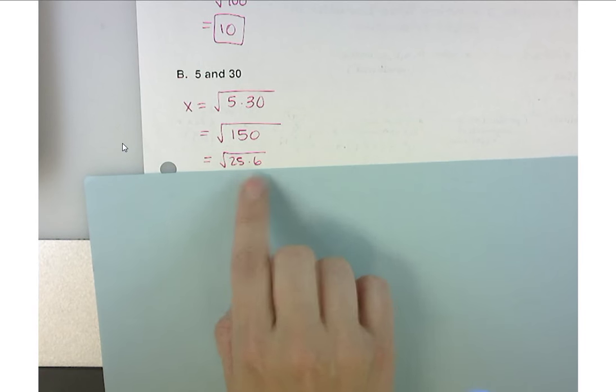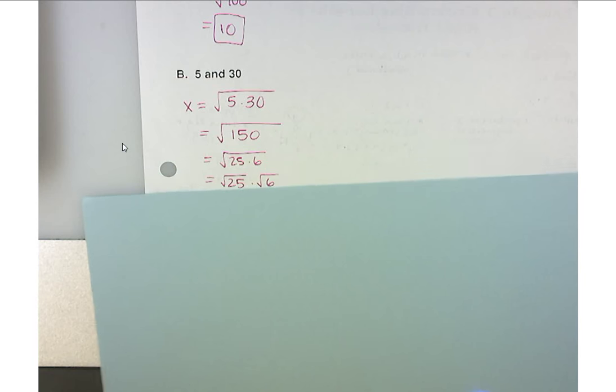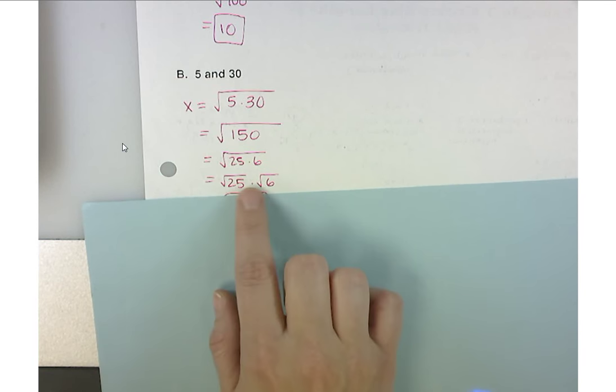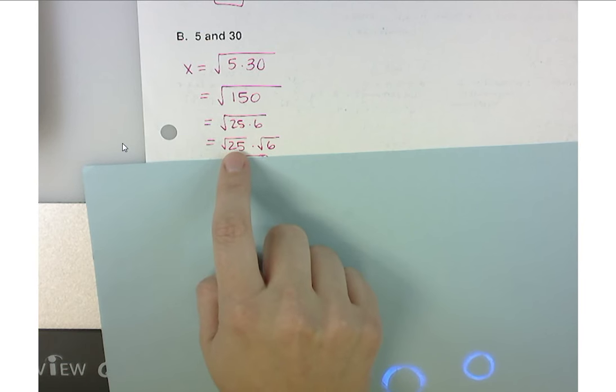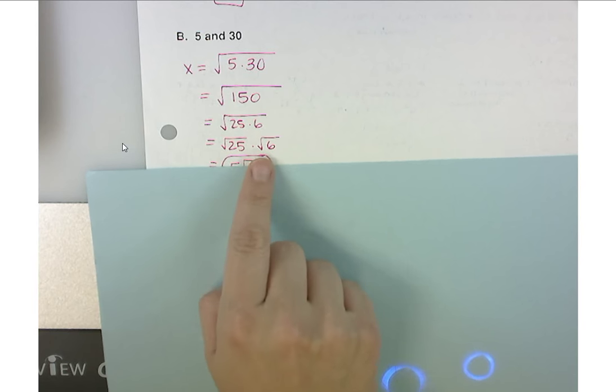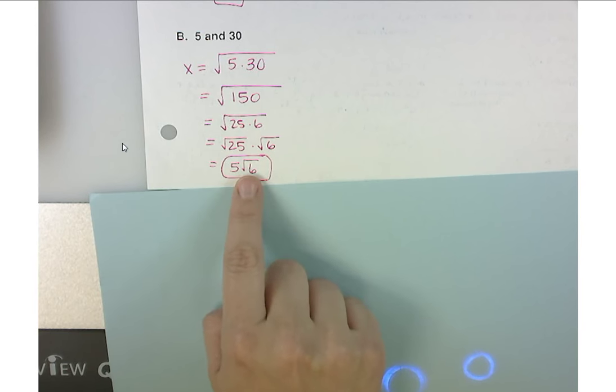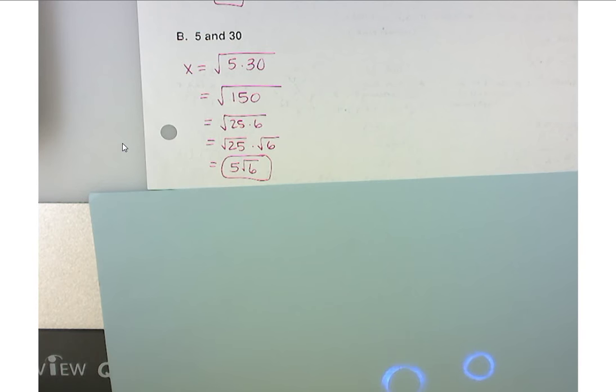So when you split this up, I want you to know that what you're doing is you're taking the square root of these separately. Sometimes people just mess up on what comes outside and what stays inside. When you take the square root of 25, what do you get? You get 5. There's no roots there anymore. But the square root of 6 has to stay. So your final answer is going to be 5 square root of 6. And that's how you find the geometric mean.